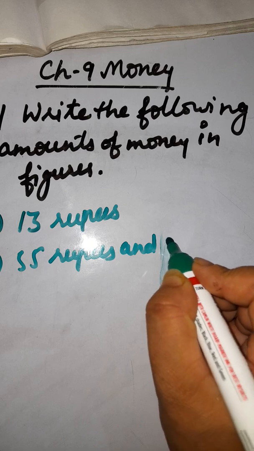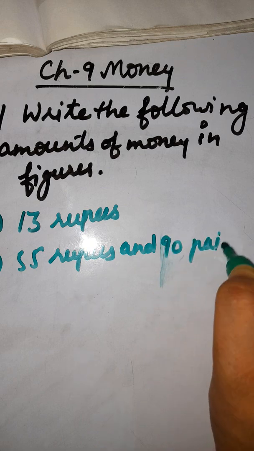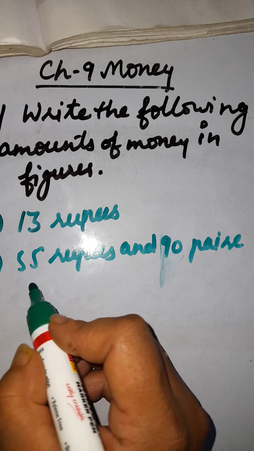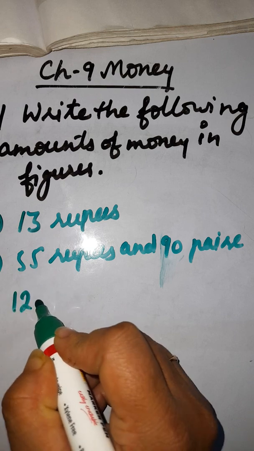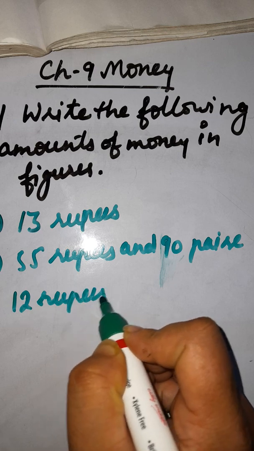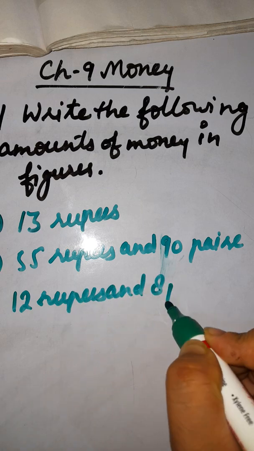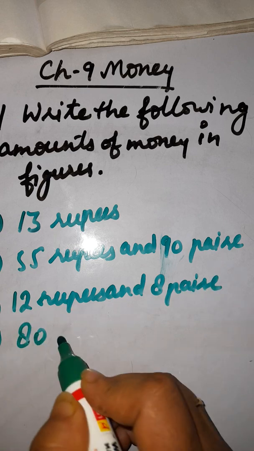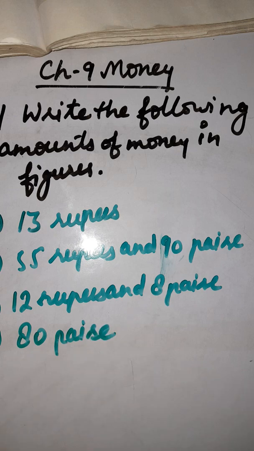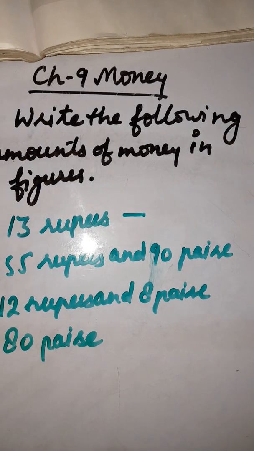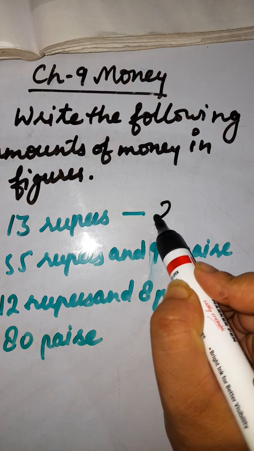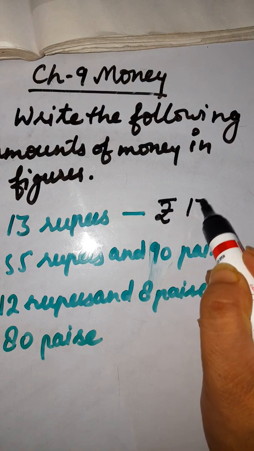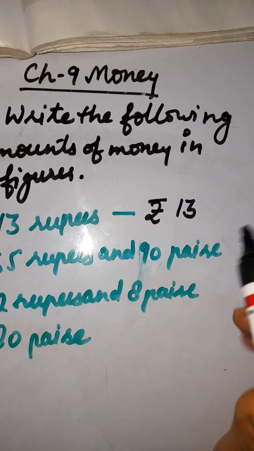It is in what form? Okay, 90 paise. Here 12 rupees and 8 paise. Next one is 80 paise. Now we'll write these amounts in figures. This is 13 rupees, so we'll just put the symbol of rupee and after that 13. It is very easy.